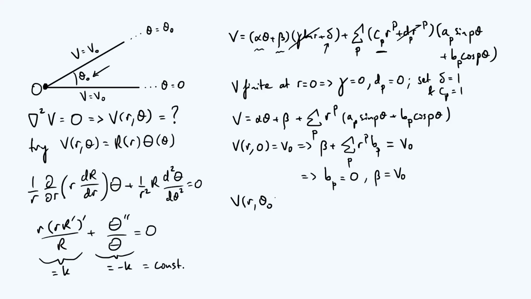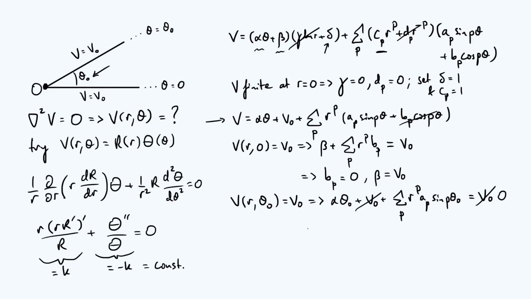V of r and theta naught is also supposed to be V0. So we go back to this expression here with our knowledge that the BPs are 0 and beta is V0. So maybe I'll just write that in there. What do we get? We've got alpha theta naught plus V0 plus the sum over p of r to the p times a p sine of p theta naught. All of that is again supposed to equal V0. We can just get rid of this V0 and this V0 and put a 0 there.